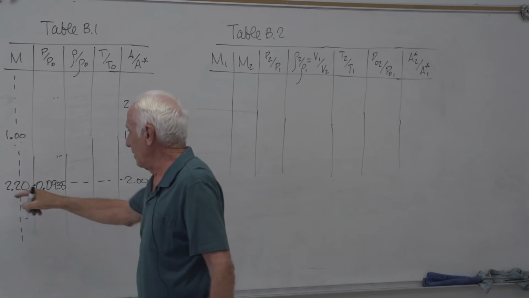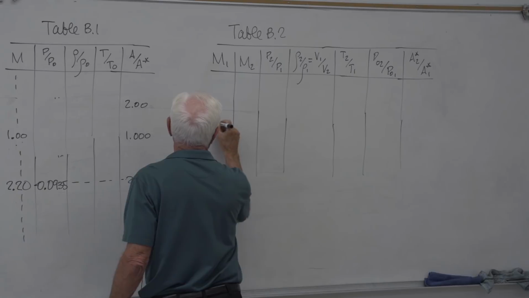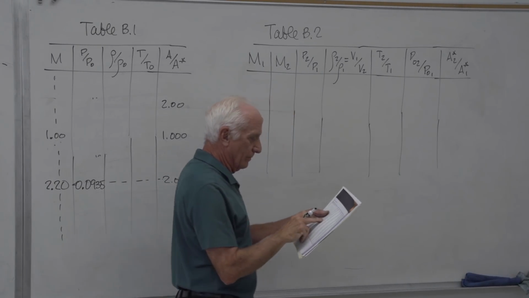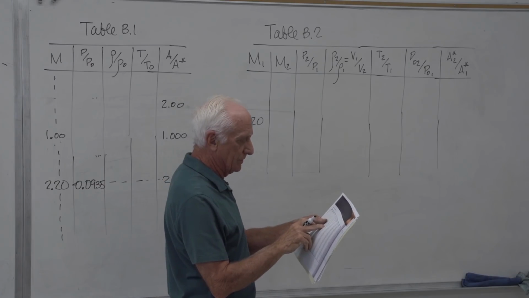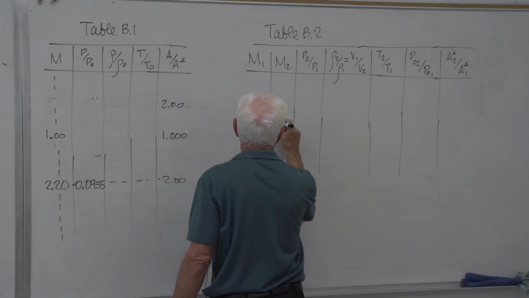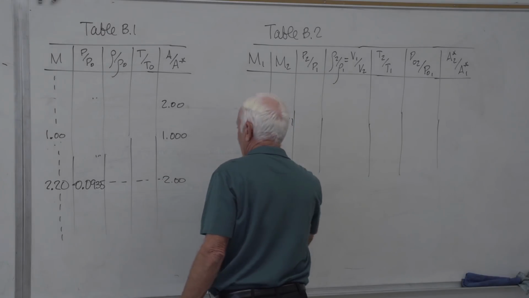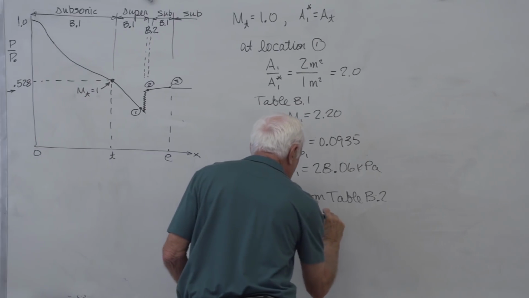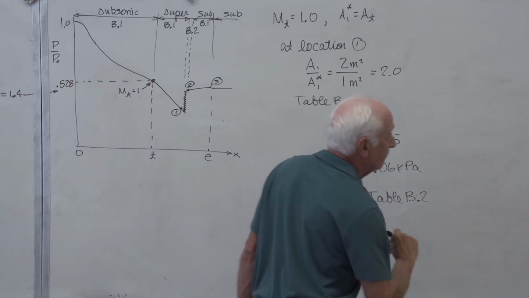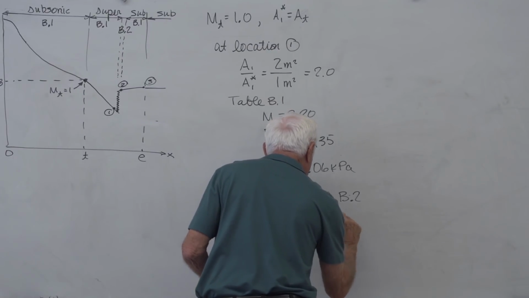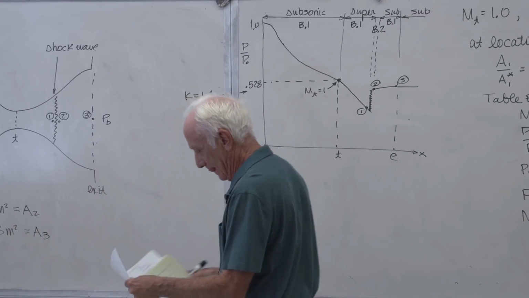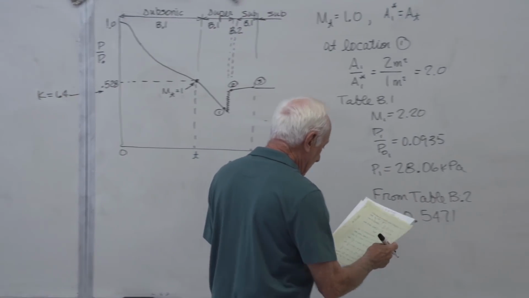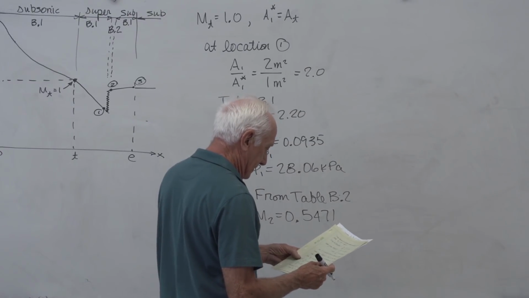Okay, I know Mach number 1, 2.2. I go to the table, Mach number 1, 2.2. Downstream Mach number, subsonic, 0.5471. So it went from supersonic to subsonic. Okay. Let's see what's next. That's the Mach number there.